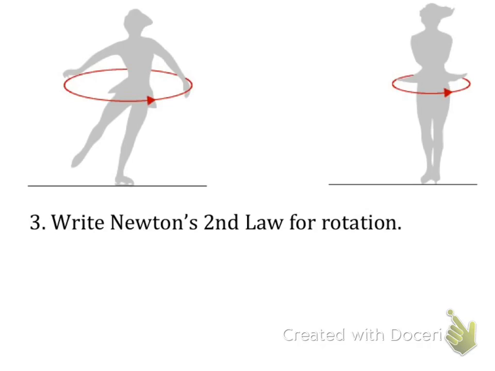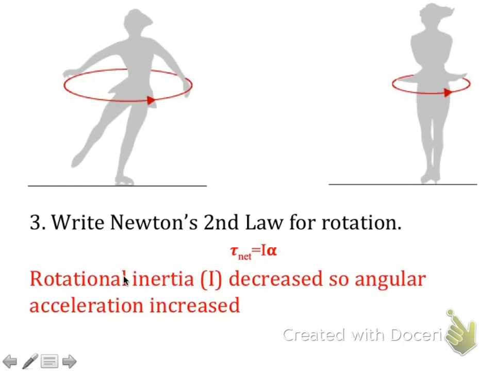Okay, write Newton's second law of rotation. What is it? Net torque equals I alpha. So rotational inertia decreases and angular acceleration increases. That makes sense, right?